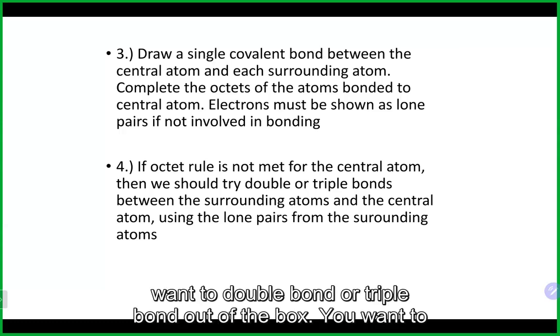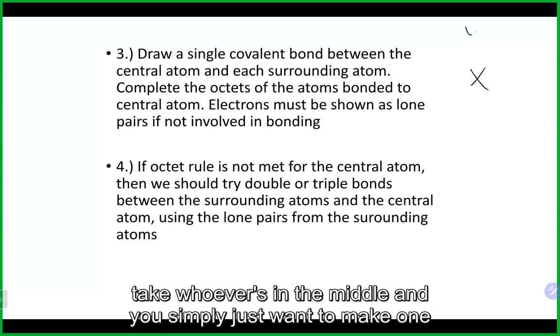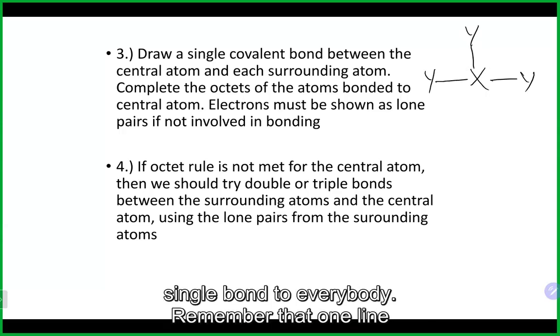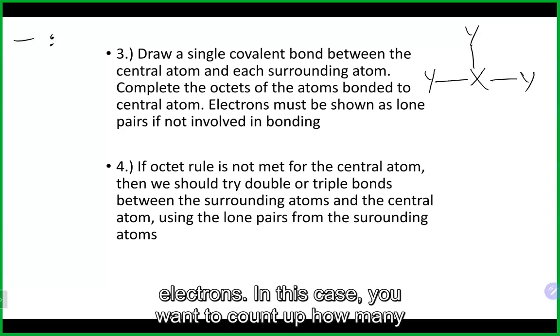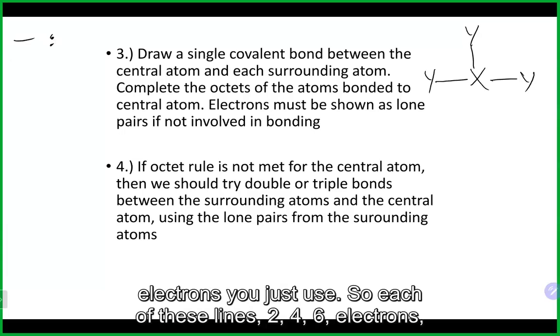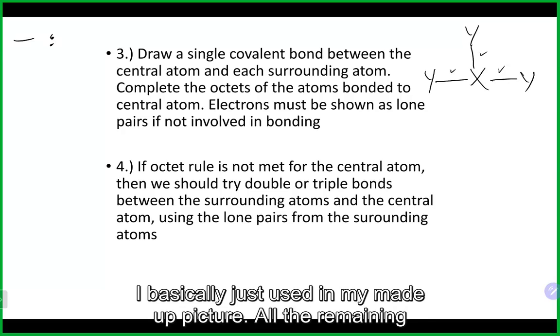So you do not want to double bond or triple bond out of the box. You want to take whoever's in the middle and simply make one single bond to everybody. Remember that one line represents 2 electrons, right? You want to count up how many electrons you just used. So each of these lines, 2, 4, 6 electrons. I basically just used that in my made up picture.